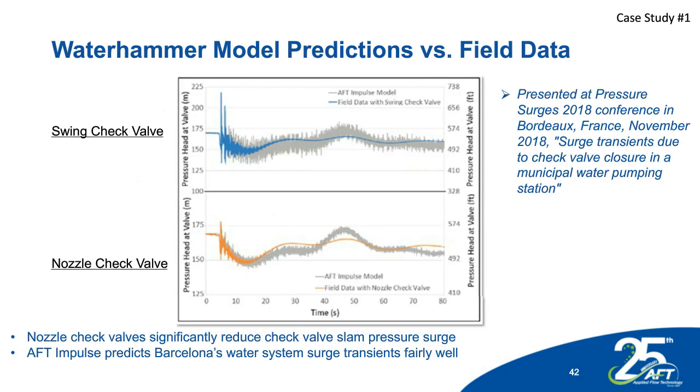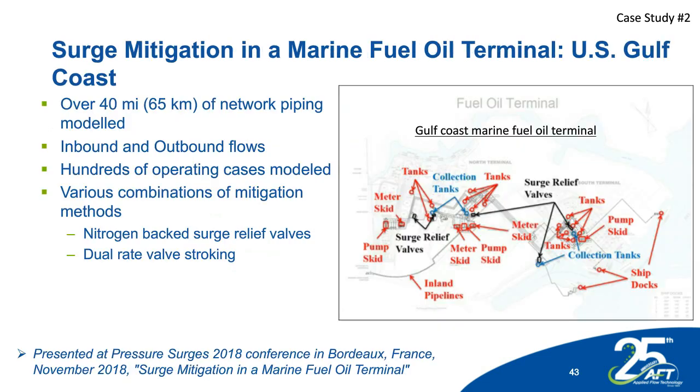And then there were some measurements taken on the swing check valve. On the graph at the top, the blue was measured, and then the gray was what was calculated by AFT Impulse. And the nozzle check valve on the bottom is the orange, and predicted by Impulse. So the conclusions from this is that you can use simulation software to simulate this. The nozzle check valves have a lower pressure surge that results after a valve slam.